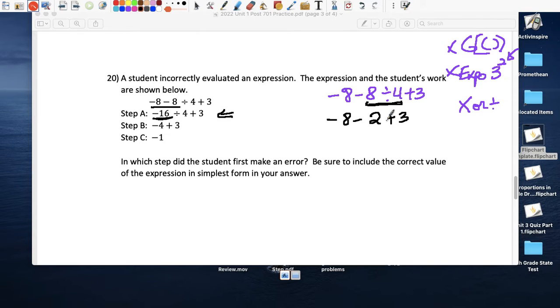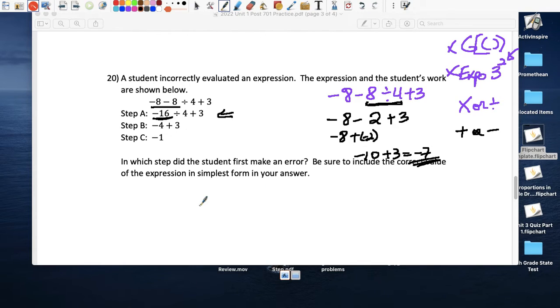So let's keep on going here. And then 8 divided by 4 is 2, and then plus 3. Now there's no more multiplication or division. We can add or subtract. And which one do we do first? We do it from left to right, so we're going to do the subtraction first. So -8 minus 2 is -8 plus -2. And that becomes -10. And then finally we can do plus 3. Final answer, -7.